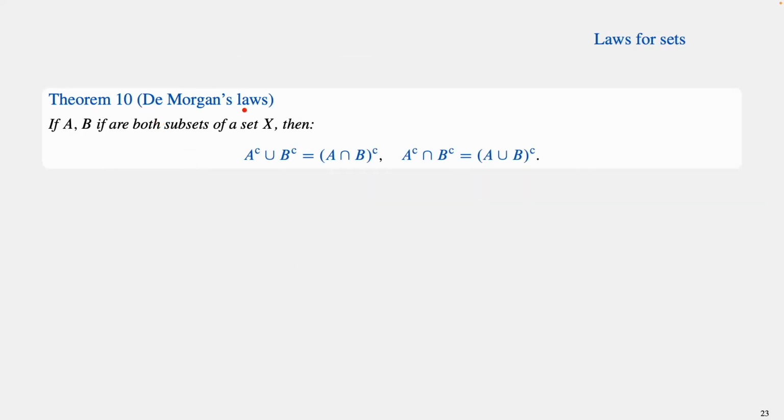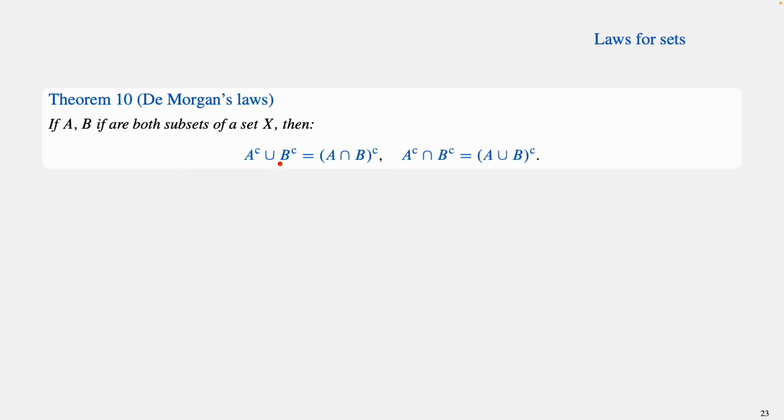Next we have De Morgan's laws for sets, and if you did the first homework you might recognize this from the corresponding formulas for logic. So we assume that A and B are both subsets of some given surrounding set X. And then we have the following rules for the complements of A and B in X.